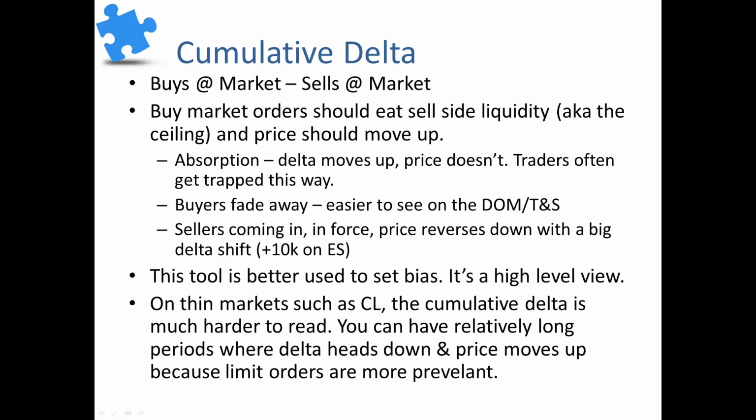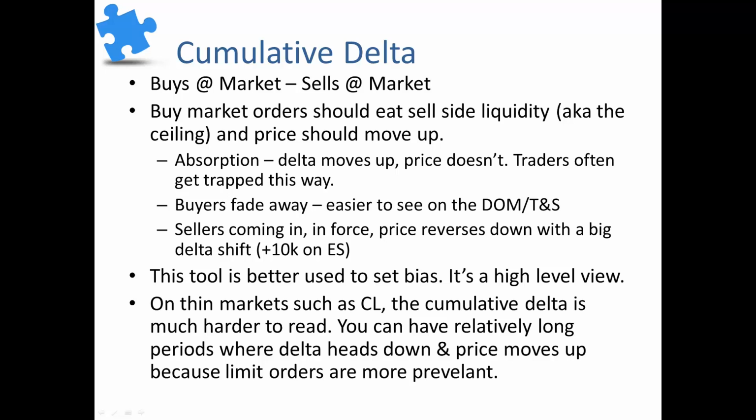Okay, and that is to the high end. Now again, buyers fading away is also a little bit less easy to see on Cumulative Delta because it is a zoomed out view. Sellers coming in is fairly easy to see on Cumulative Delta, but by the time you see it on the Cumulative Delta, as opposed to a short-term order flow like Footprint or Time and Sales, the market's probably already going to have traveled quite far. So my opinion is the value of Cumulative Delta is in setting bias and identifying these liquidity vacuums or pullbacks.